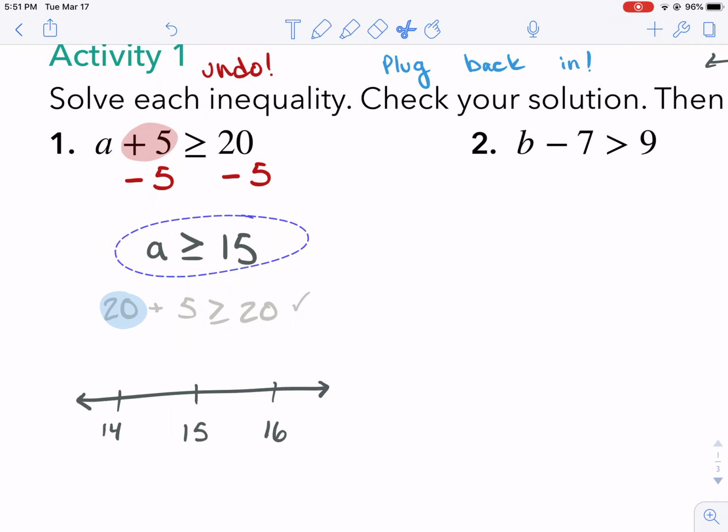And to graph a is greater than or equal to 15, well, we've got that equal to guy right in there, which means we want a solid circle on our 15. And we already checked, hey, 20 works, so we need to find numbers greater than 15, so we are going this way.